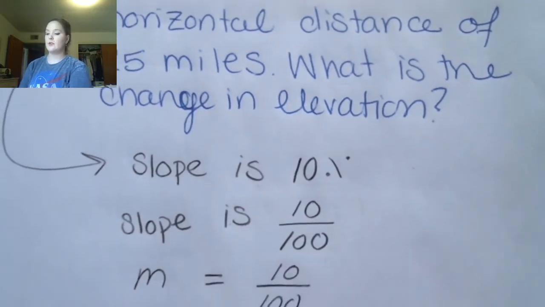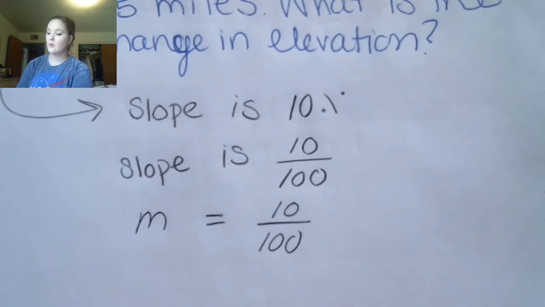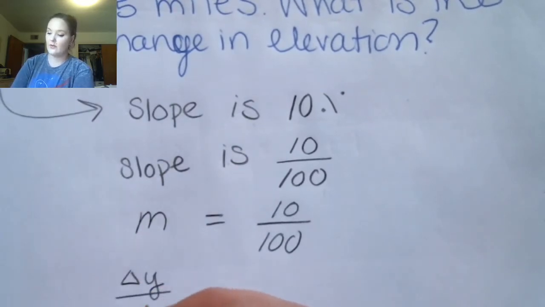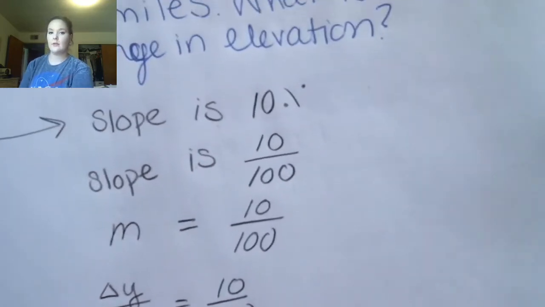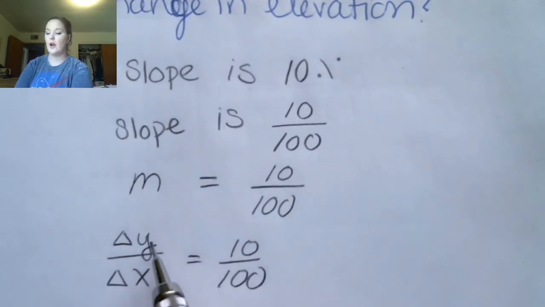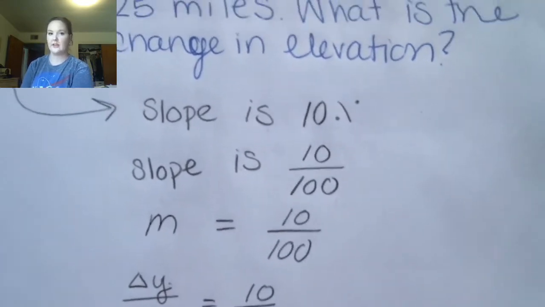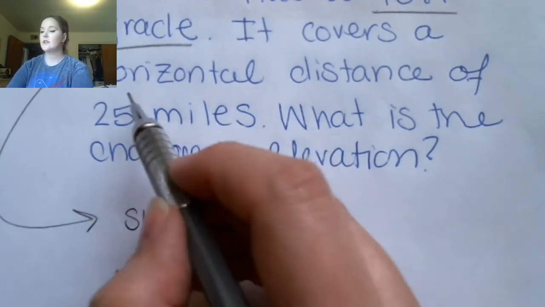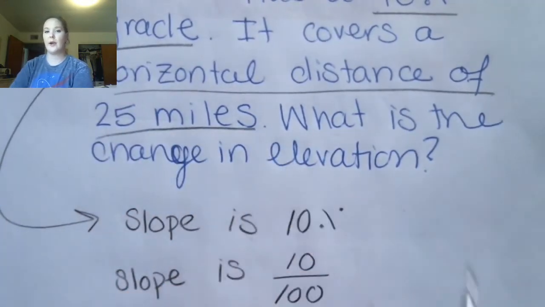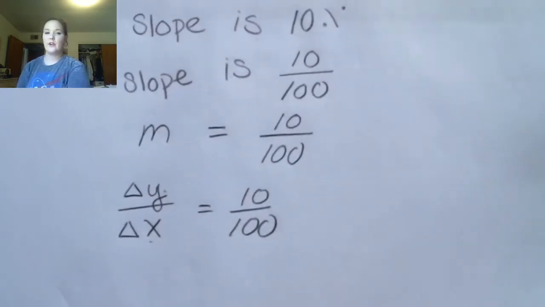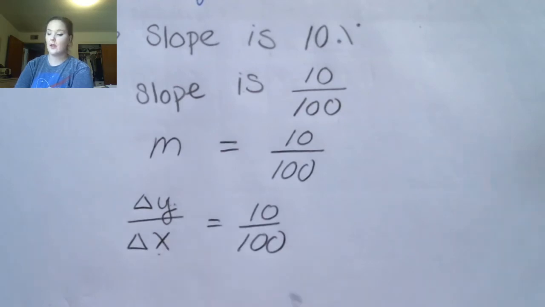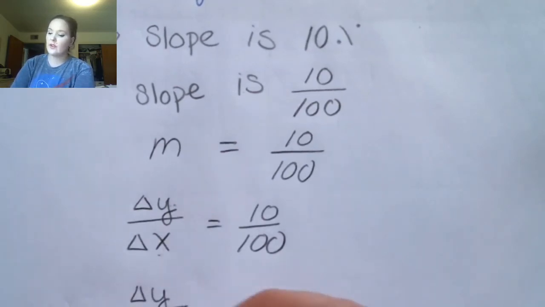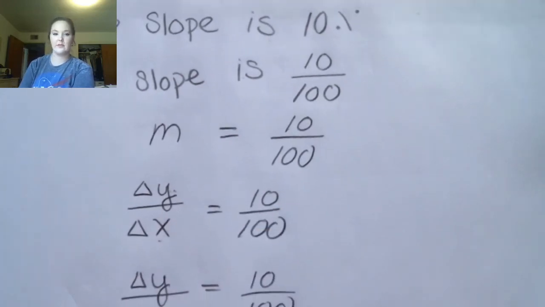Now our slope is change in y over the change in x. Now we're going to look back at our question and look for either the change in y or the change in x. Here it says the horizontal distance of 25 miles. Which variable is associated with horizontal distance, y or x? Yeah, it's x. So we're going to fill in the change in x as being 25 miles.